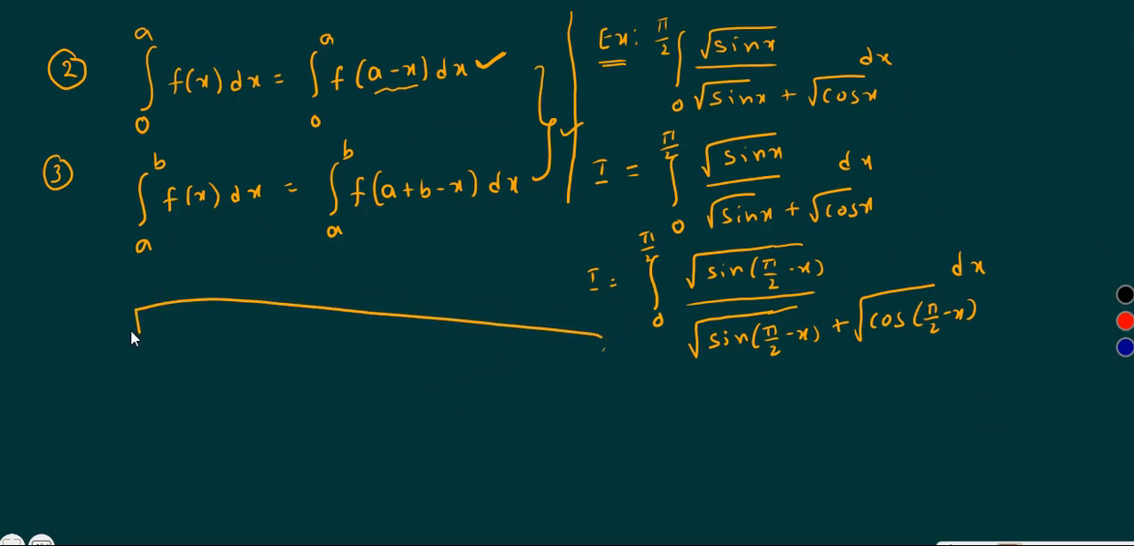Okay, remaining, see here: I equals integration from 0 to pi by 2. We know sine of 90 minus a. Pi by 2 means 90 degrees. So sine of 90 minus a is cos a. So square root cos x by square root of cos x plus square root of cos of 90 minus a, which is sin a, so sin x dx.